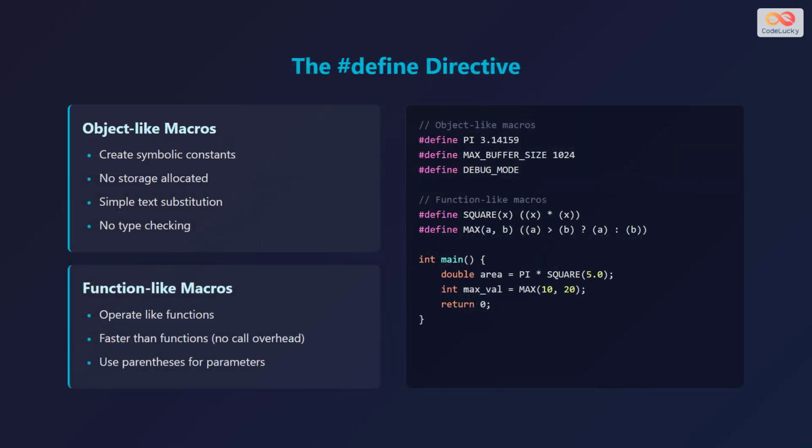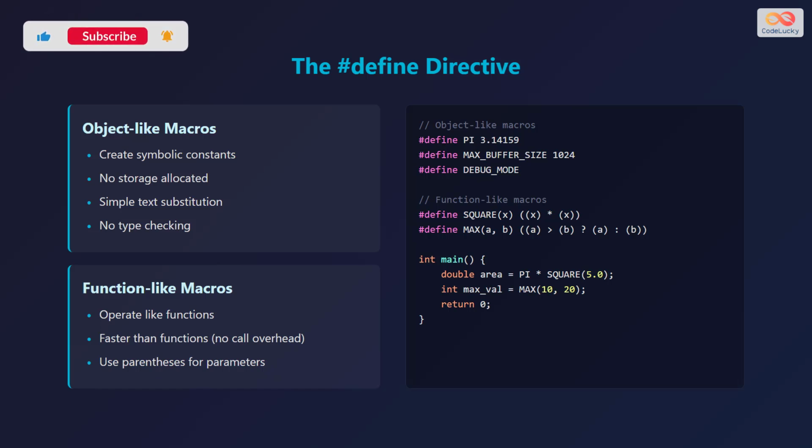Now let's explore the #define directive. Define comes in two flavors. First, object-like macros. These create symbolic constants. They don't allocate storage, they simply perform text substitution. And they don't do any type checking. For example, you can define PI as 3.14159 or MAX_BUFFER_SIZE as 1024.